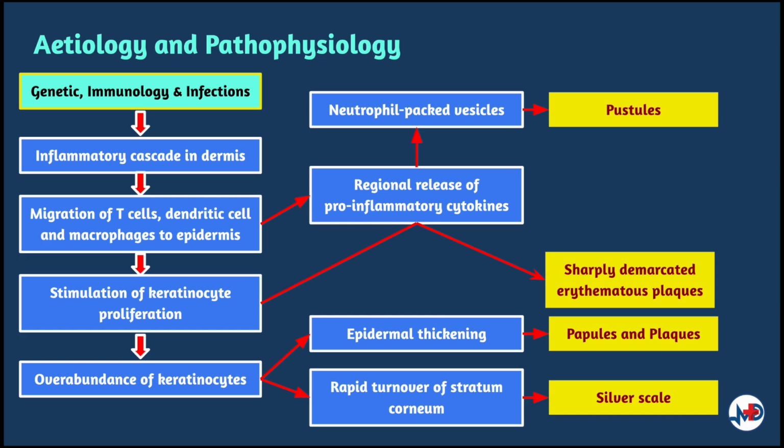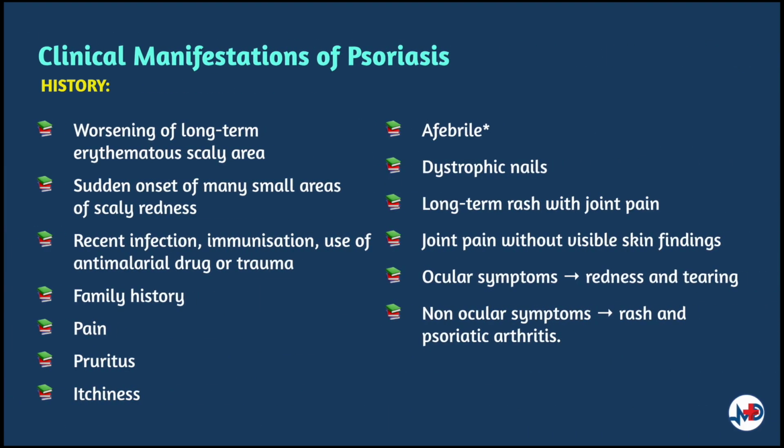Moving on to the symptoms of psoriasis, on history taking, some of the things to look out for are complaints of worsening of a long-term erythematous scaly area, sudden onset of many small areas of scaly redness, recent streptococcal throat infection, viral infection, immunization, use of anti-malarial drug or trauma, family history of similar skin condition, pain especially in erythrodermic psoriasis, pruritus especially in eruptive guttate psoriasis, itchiness which is often accompanied by excoriation, afebrile except in pustular or erythrodermic psoriasis, dystrophic nails, long-term rash with recent presentation of joint pain without any visible skin findings.